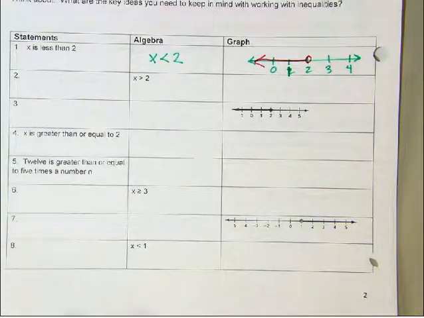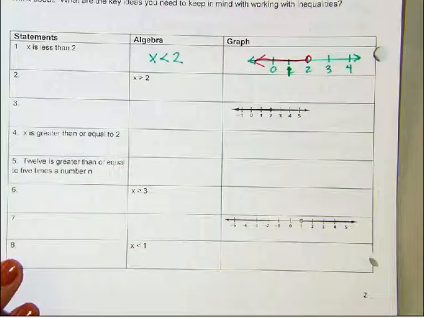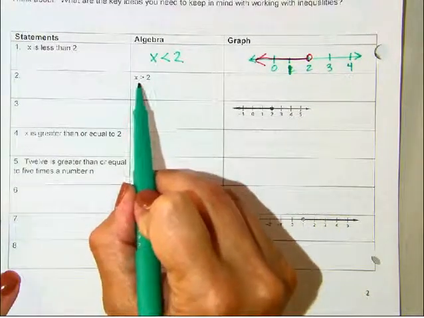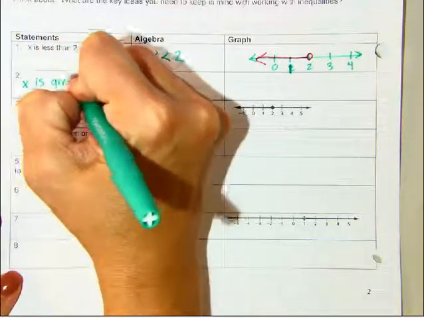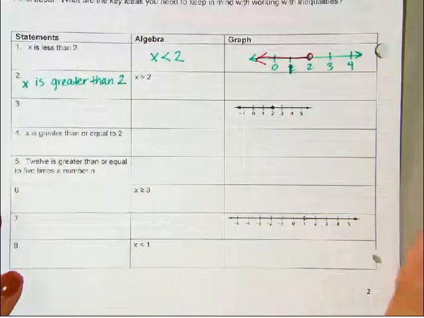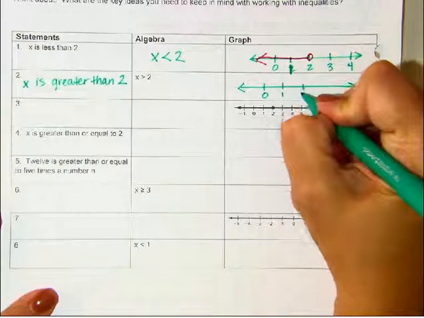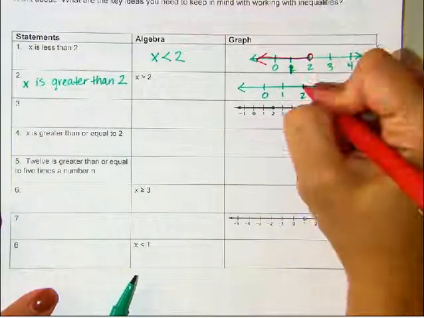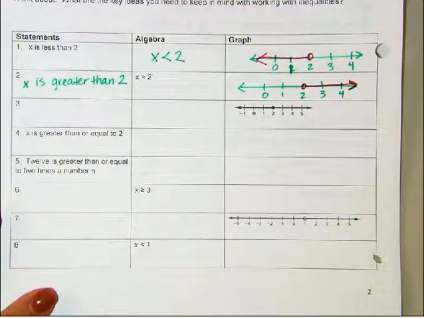Okay, number 2, it gives it to me algebraically. I need to write it as a statement and then graph it. So if I just read this as I see it, I see x greater than 2. So x is greater than 2. That's it in words. And then if I graph that, 0, 1, 2, 3, 4, it's an open circle at 2, and it's greater than, so it's going to the right where it gets bigger.